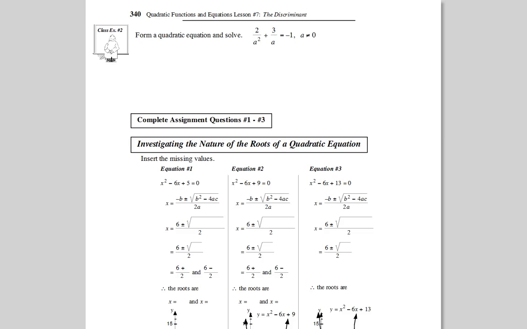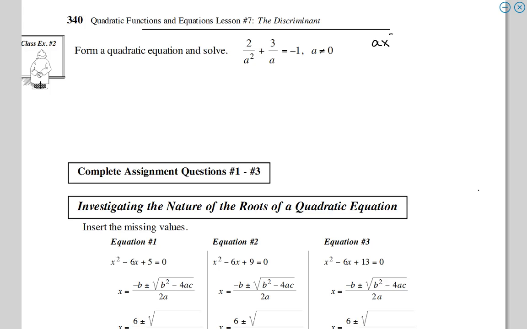Class example 2, you're not going to see this on your test at all. All this is trying to show you is that you have to be in this form to use the quad formula. You have to be in this form. And as you can see here, this is not. There's a lot going on with this. I don't think this is even a fair question.